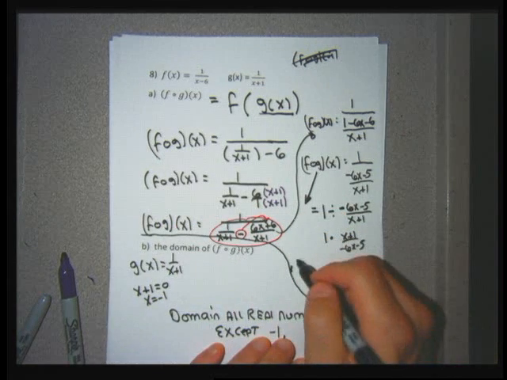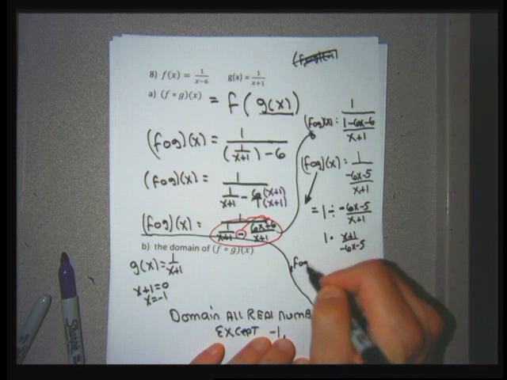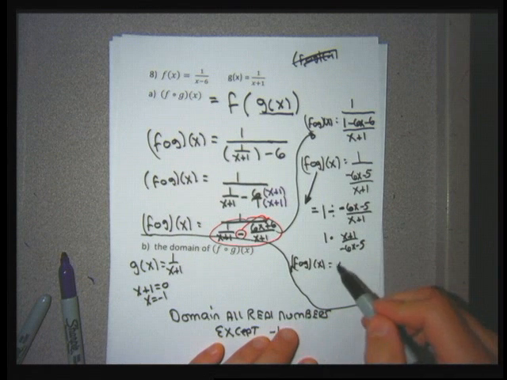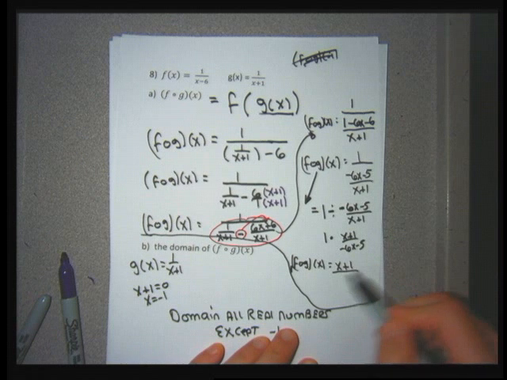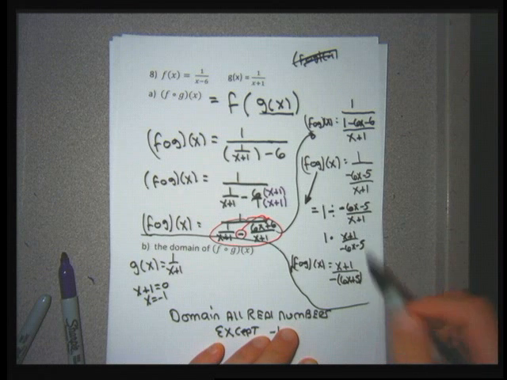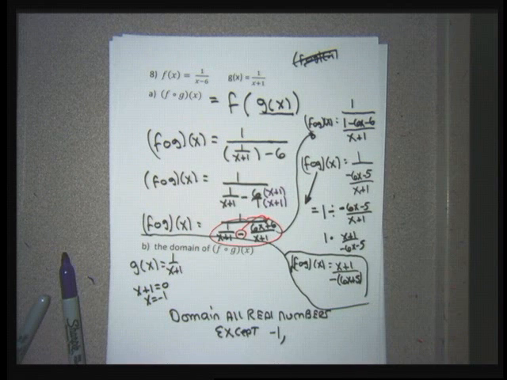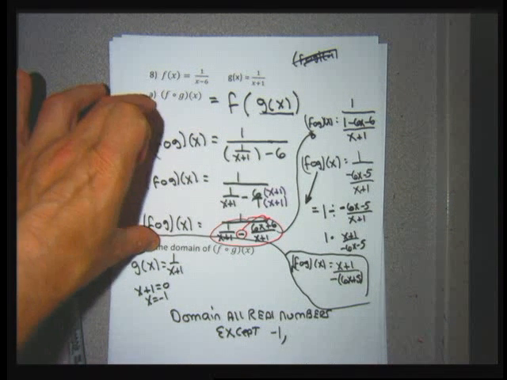So I can say f composed with g of x equals x plus 1 over negative, factoring a negative out from there, 6x plus 5. I think I'm just going to stop right there. You could put that negative and write it in front of the fraction, but it's not necessary. So that's the algebra to find f composed with g of x.